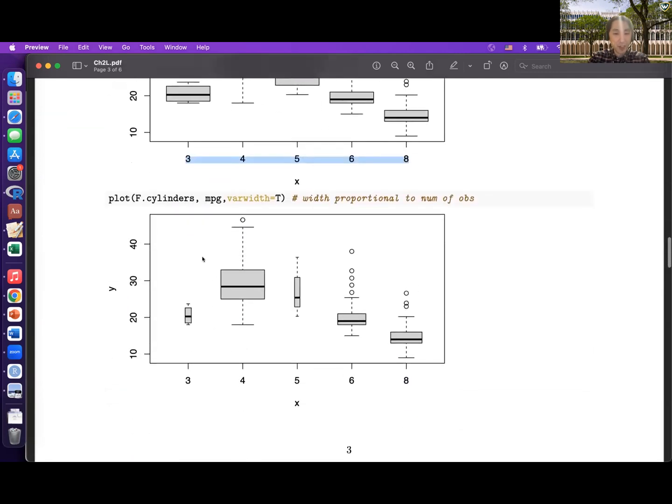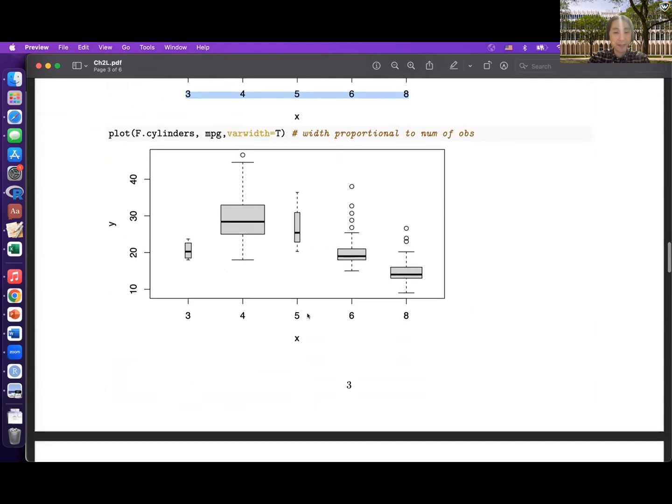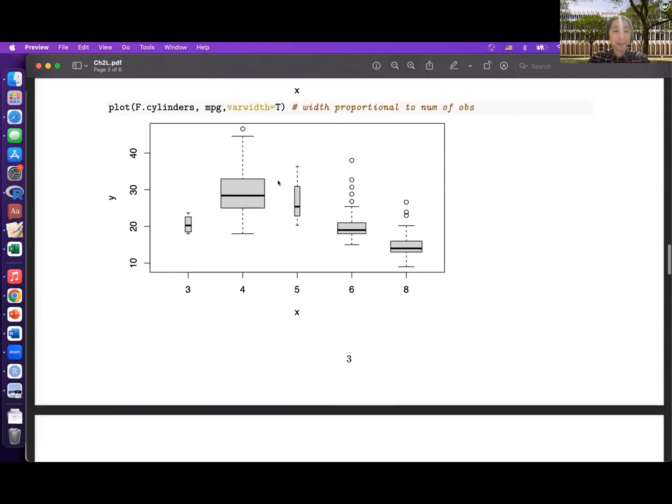Also, we can change the width of the box plots. And now the width is proportional to the number of observations. So you can see that only a few cars have 3 or 5 cylinders. So the 4, 6, 8, it's wider. So these are box plots.